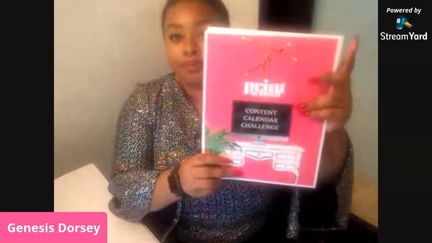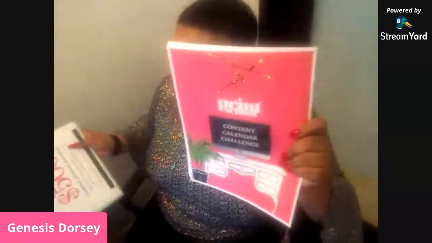Hey, Sepia, how are you? So this was emailed out to everyone who's on the email list. This is why being on the email list definitely has its privileges. So you should have received the content calendar challenge, and it is several pages.